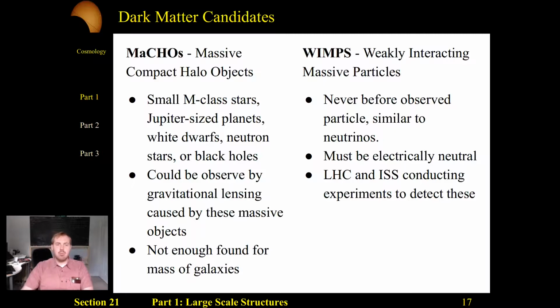So we're thinking potentially just some small M-class stars, more likely Jupiter-sized planets, white dwarfs, neutron stars, or even black holes. So basically you're looking for a very, very massive thing that's also compact on star sizes, right? So you're looking for a very heavy, compact object. And this meets some of our qualifications of being electrically neutral, not really interacting with light, not really producing enough light.